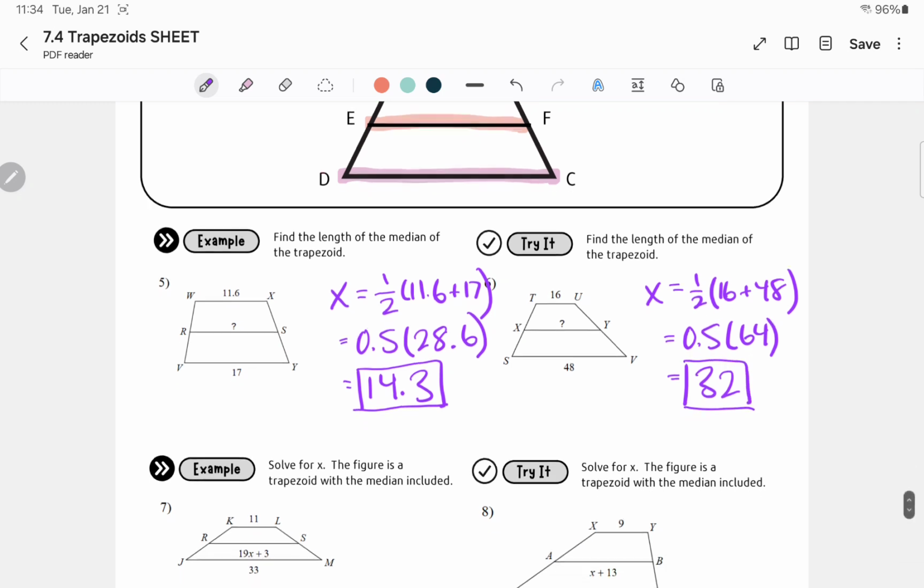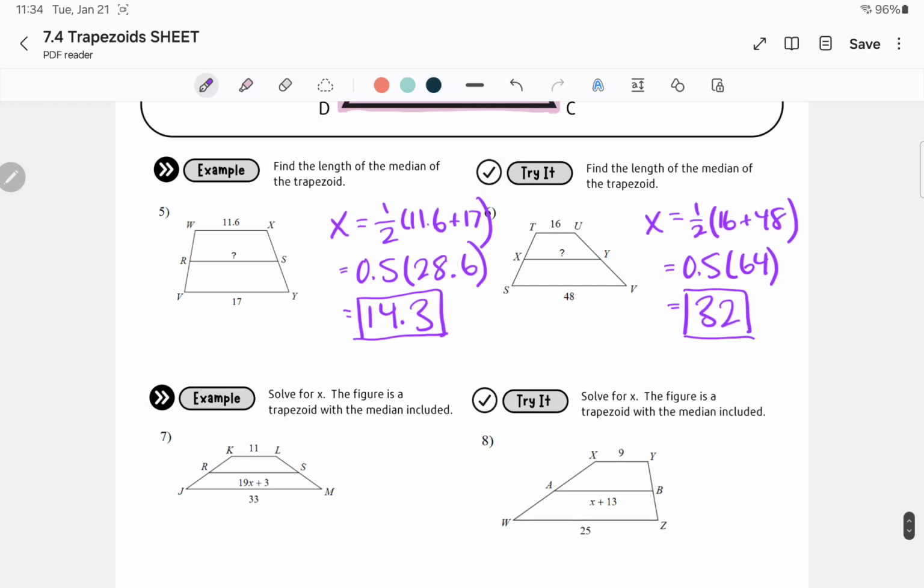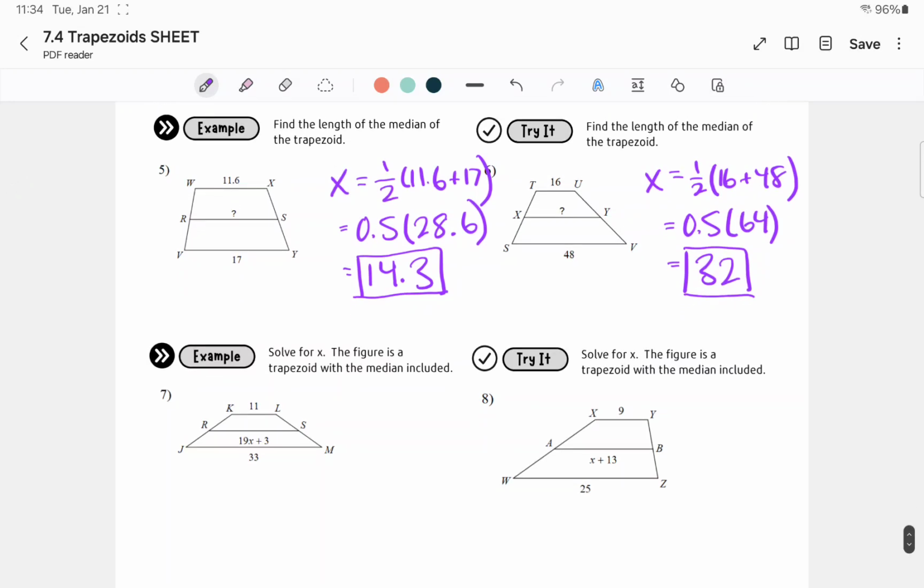All right, so our next one is the same concept. We just have X now. So same thing with our midpoint in this one for number 7 being RS. So let's start with that. Let's put it up here. 19x plus 3 is going to be half the sum of our two bases here, which is 11 and 33. All right, so we have 19x plus 3 still, bring that down. And then let's add 11 plus 33 to give us 44. So we're just simplifying our right side first.